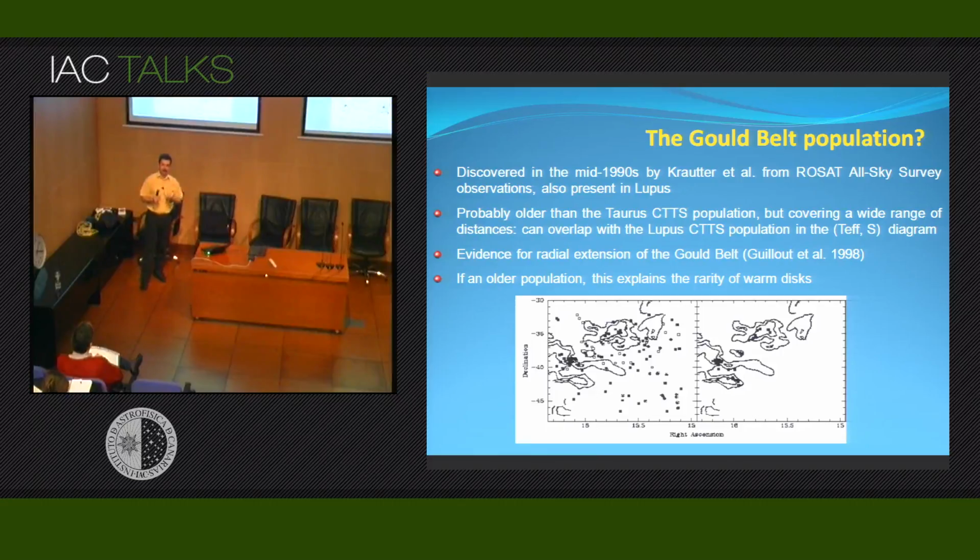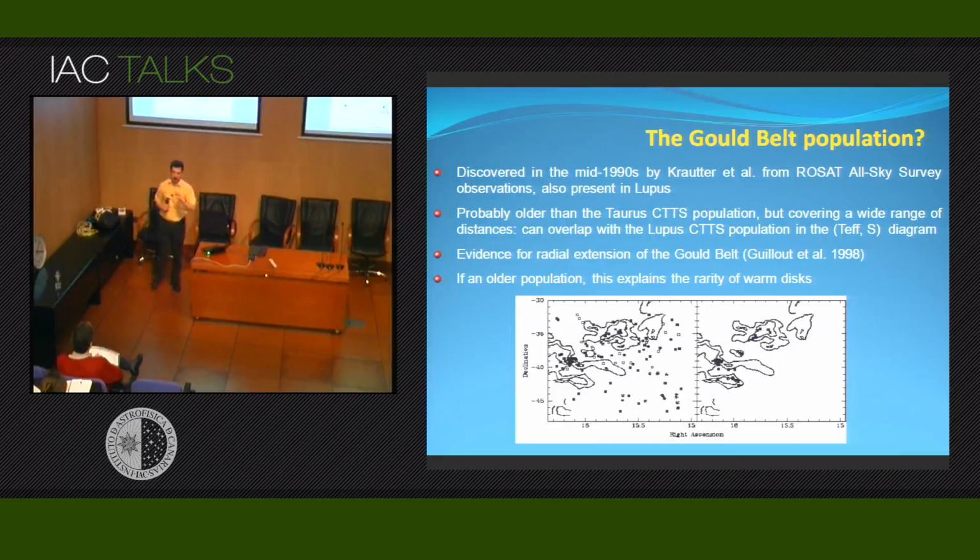Let me make just an inset here. When we first identified this population, I really did want it to belong to the Gould Belt, if only because of a sentimental attachment. The Gould Belt was the topic of my PhD thesis, and with the years you develop a kind of attachment to this topic.